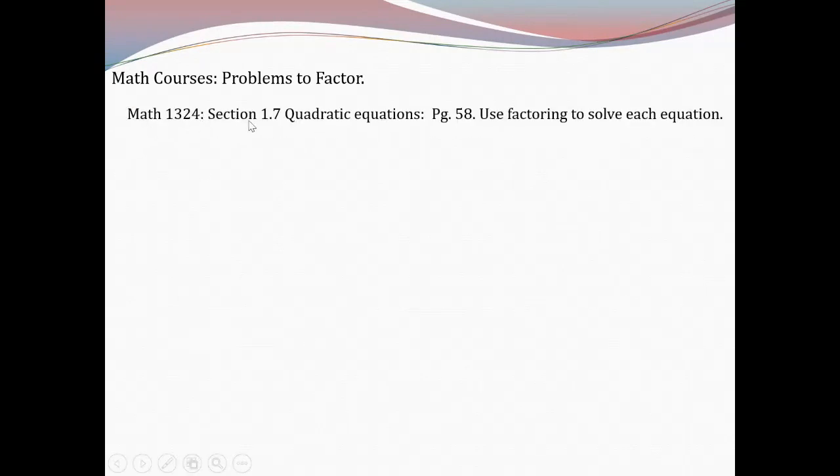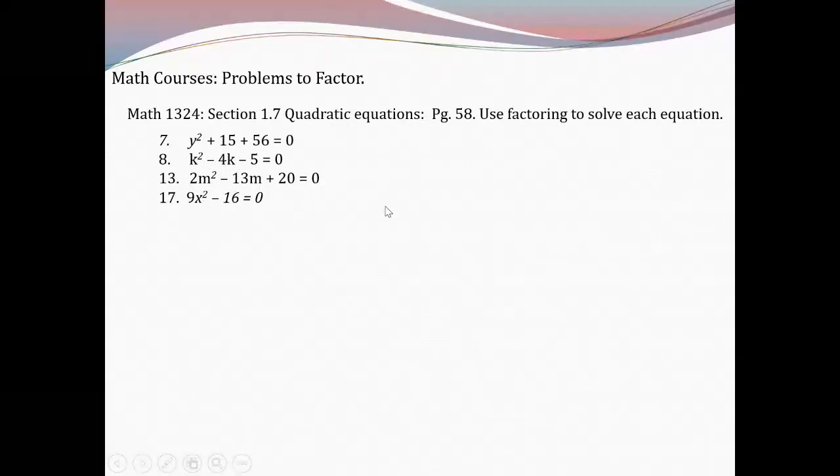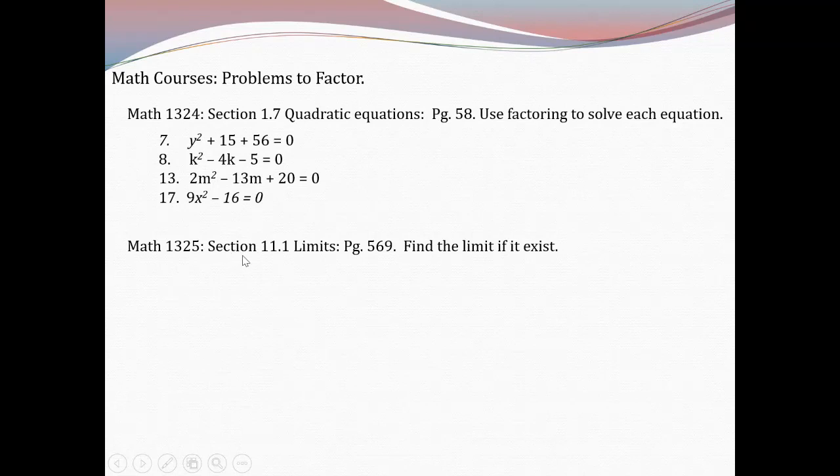For example, in Math 1324, section 1.7 is using quadratic equations. This is page 58. Use factoring to solve each equation, right? So you see all these is factoring. And all these, we already did them, right? This was 3 terms. This is when you have a coefficient of 1 in the first term, right? This was by grouping. This is the 2 perfect squares, right? All these, you see them in 1324. How about 1325? This is also like calculus 1.